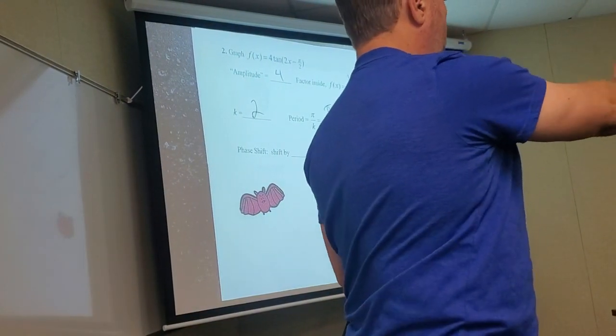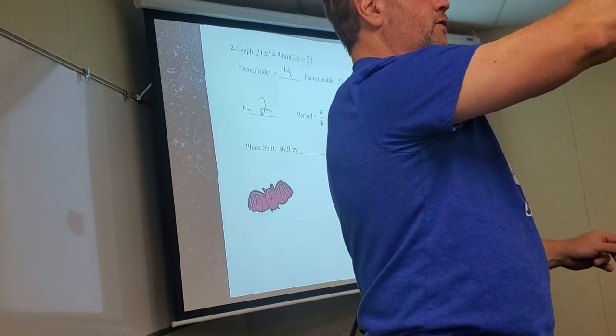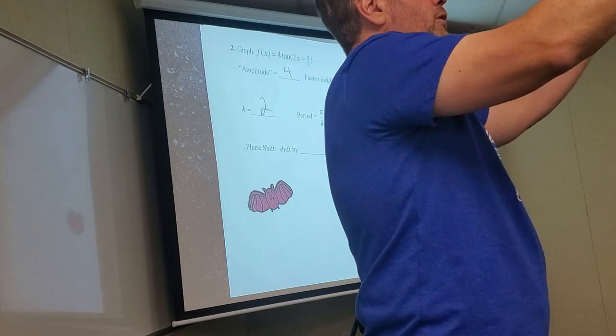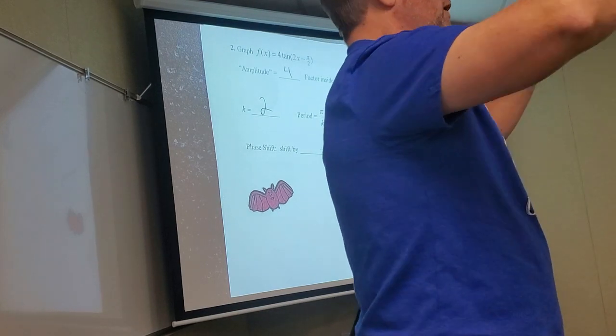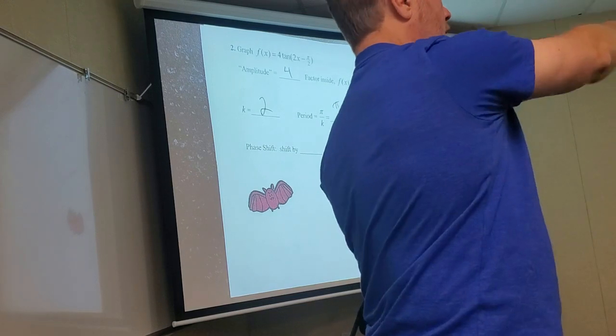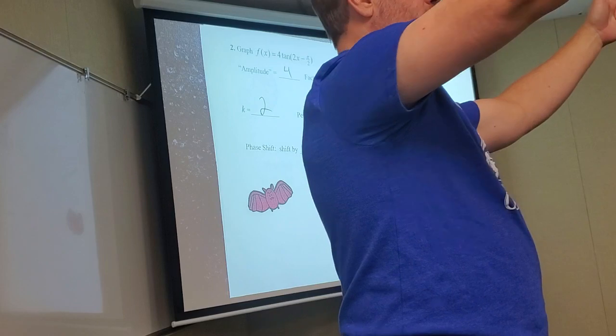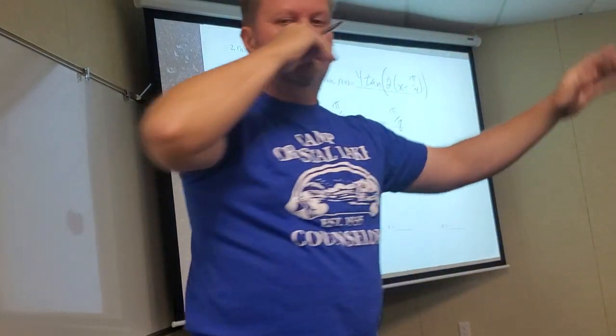Just to point this out, for sine and cosine, 0, pi over 2, pi, 3 pi over 2, 2 pi, right? So the step size, there's 4 steps. That's why we always just cut the period in 4 parts. Tangent: negative pi over 2, negative pi over 4, 0, pi over 4, pi over 2. It's also got those, and it's still 4 steps.